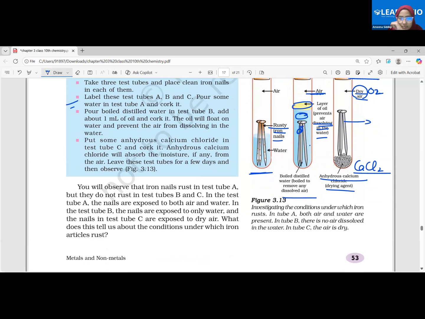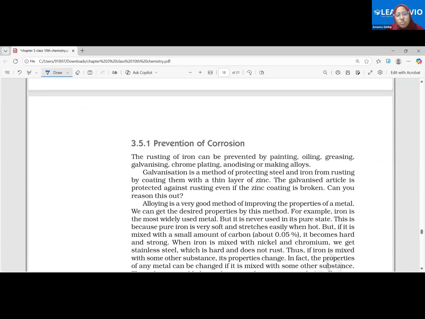Okay, now what are the methods to prevent corrosion? We just want the contact to be broken. What are the different ways in which we can break it? Corrosion can be prevented by painting, oiling, greasing, galvanizing, chrome plating, anodizing, or making alloys. Painting, again, is breaking the contact. Oiling and greasing are also breaking the contact. Let's understand what galvanizing is.